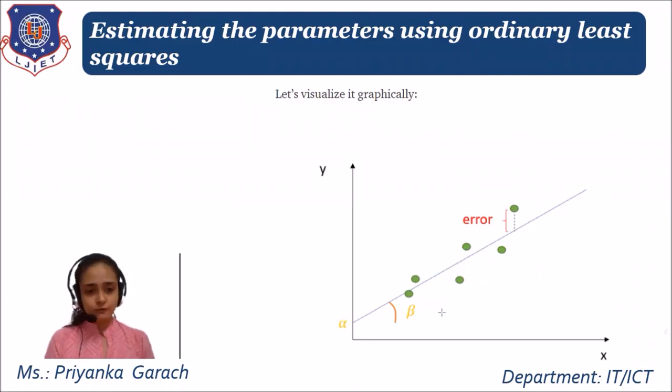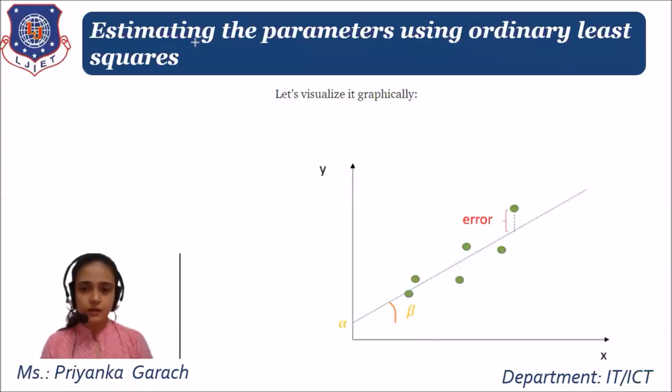For that I have to estimate the value of alpha and the value of beta. So the method is estimating the parameters using the ordinary least squares method. Which parameters do we have to find? The parameters alpha and beta. We have to find these two parameters in such a way that there is minimum error in our model.